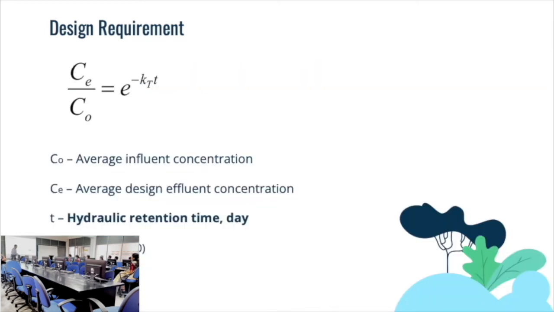Then, this is the design equation for the wetland. This is one of the basic equations, where we have the pollutant concentrations, Ce and C naught, the hydraulic retention time and the temperature coefficient. Hydraulic retention time is the time that one water droplet comes into the system and how much time it stays inside the system before it gets out. So that is the hydraulic retention time.